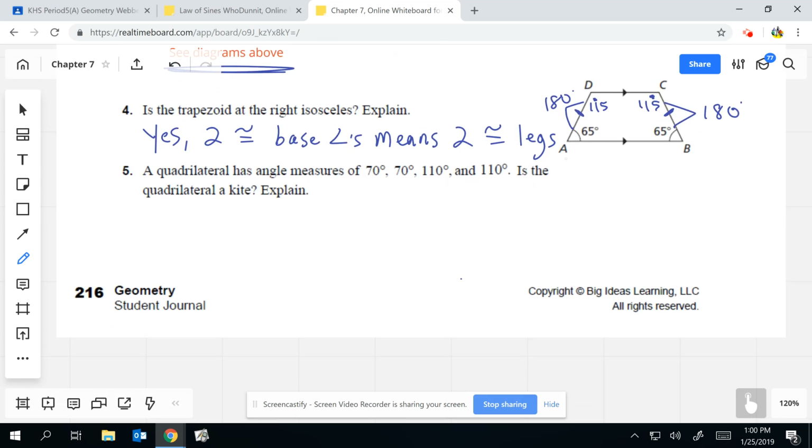A quadrilateral has angle measures of 70, 70, 110, and 110. Is the quadrilateral a kite? Okay, and that answer is definitely not. So no. And I would put isosceles trapezoid.